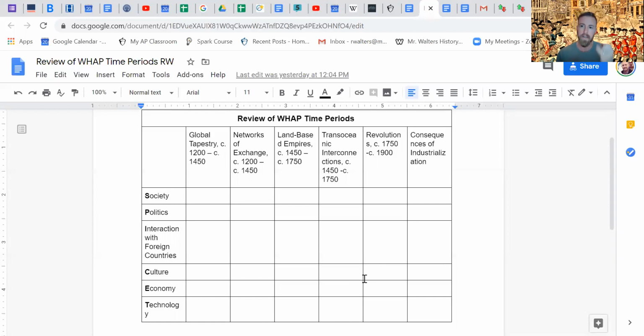They're looking to see, did you have points there for your thesis? Did you have points for contextualization? Did you use the evidence? Did the evidence tie back to the prompt? Did you analyze that evidence? That's what they're looking for. That's what they're rewarding points for.